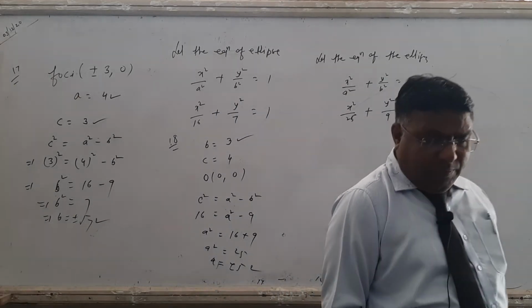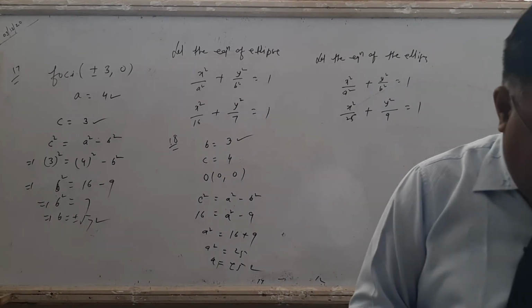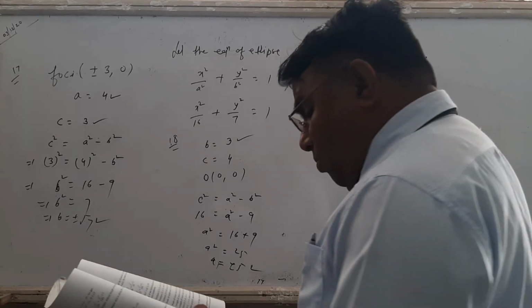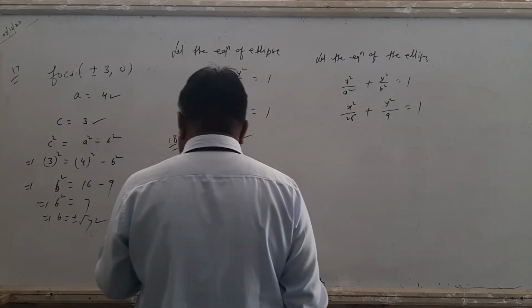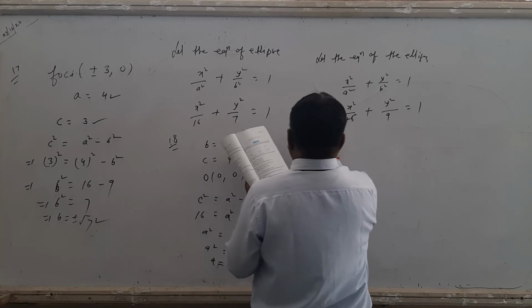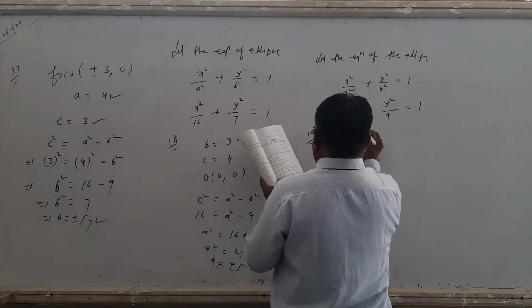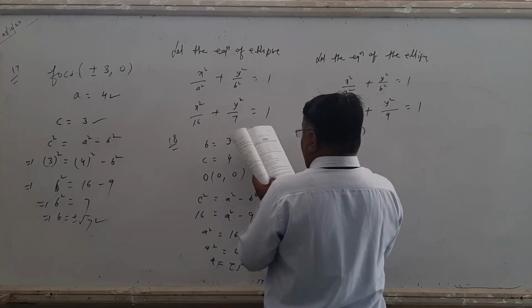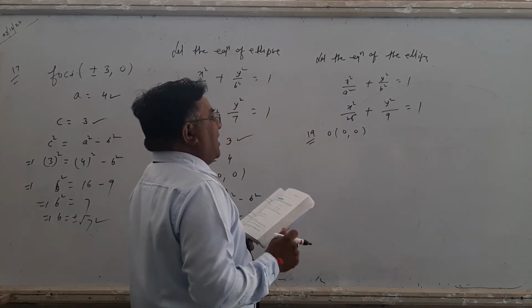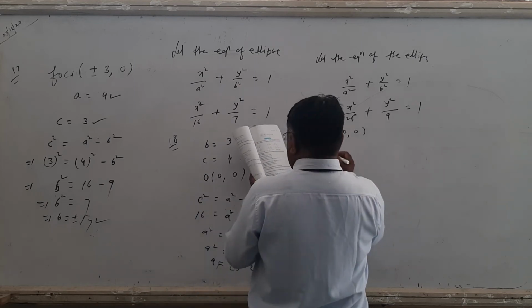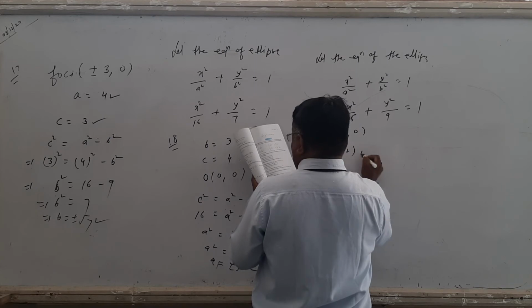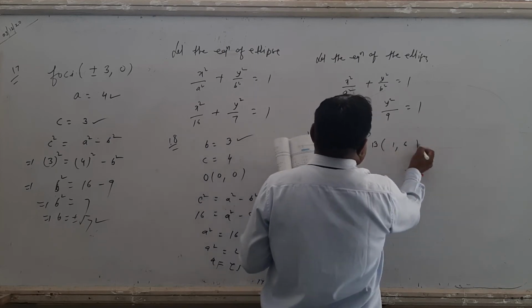Then question number 19 and 17 are both the same. Question number 19: center is given 0, 0, right? And major axis on the y-axis. You know student, major axis on the y-axis, that is the second ellipse. It passes through the point 3, 2. Now the given 2 points, A is 3, 2, B is 1, 6.